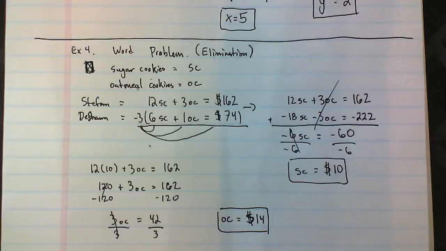and you find that you have 3 OC is equal to 42, and when you divide by 3, you find the real reason why the oatmeal cookies never get sold: oatmeal cookies are $14 a package. Jeez. I never knew why people liked oatmeal cookies anyways, but $14 seems like a lot for cookies.